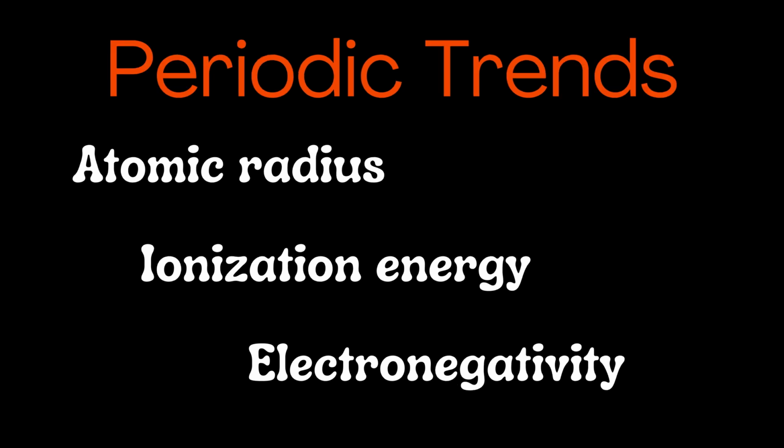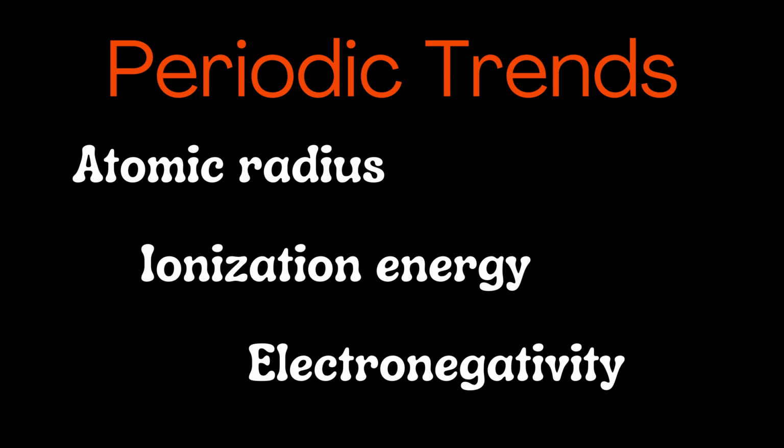Ne. Periodic trends. Understanding periodic trends is essential for predicting the properties and behaviors of elements. Key trends include: atomic radius generally decreases across a period from left to right due to increasing nuclear charge, pulling electrons closer to the nucleus. Atomic radius increases down a group as additional electron shells are added.